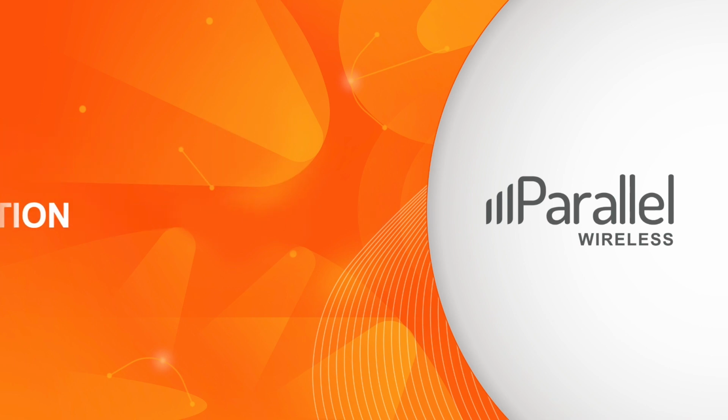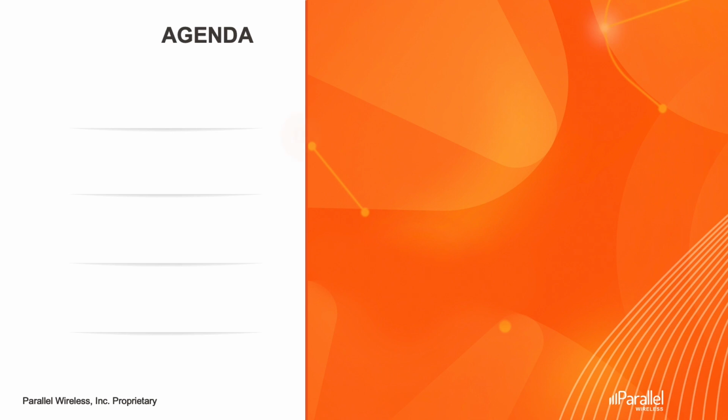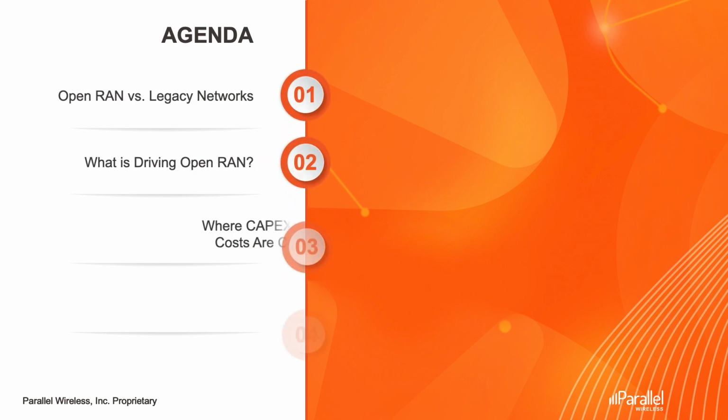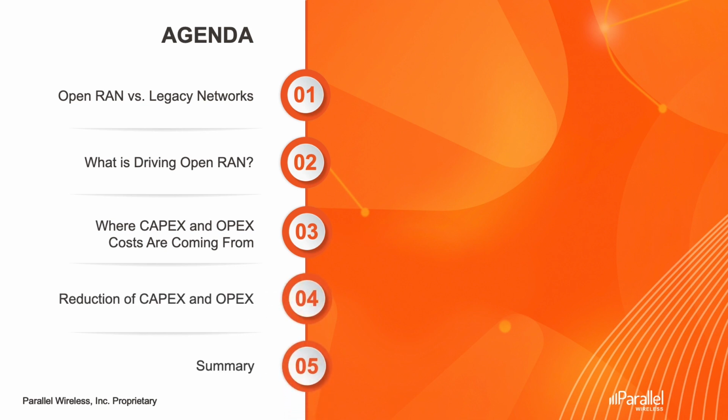In this video, we are going to discuss the following topics. We are going to start with Open RAN and how it is positioned against legacy networks, advantages, disadvantages. We're also going to discuss what is driving the Open RAN today and what is causing the market to demand it. We're also going to talk a little bit about the CAPEX and OpEx costs and where each one of them is coming from. We're also going to discuss reduction of CAPEX and OpEx in order to understand how we can reduce those values and thereby lower the TCO. And at the end, we are going to do a short summary to recap what we have been discussing.